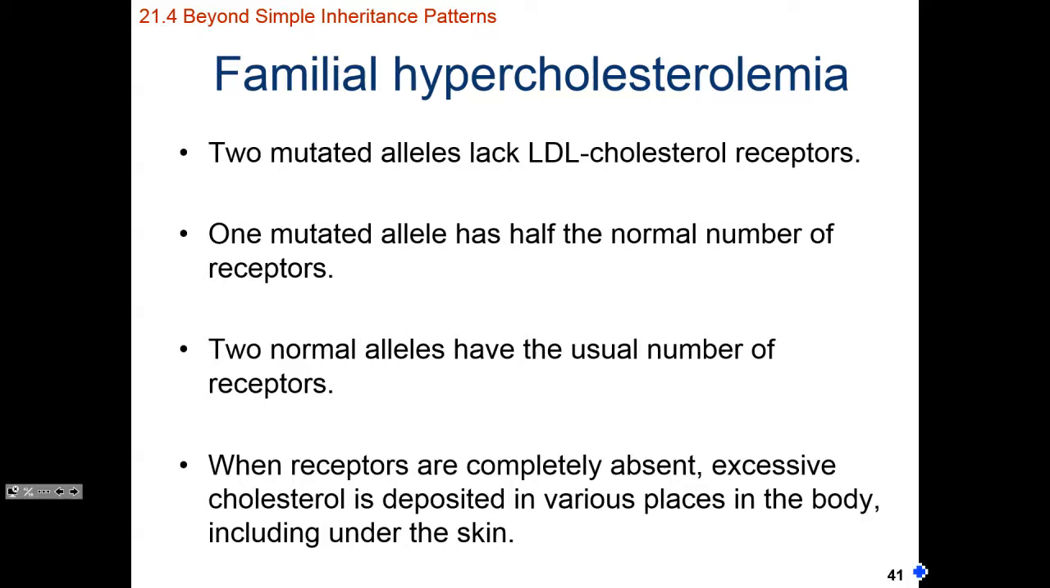Now, if the mutated alleles are present, that person doesn't have the ability to receive and process low-density lipoproteins that are present in their bloodstream. And consequently, those low-density lipoproteins start to build up in clumps and accumulate in the body, as opposed to being processed. And oftentimes, they will be visible as large lumps underneath the skin.